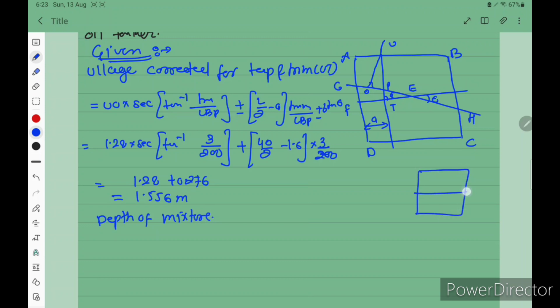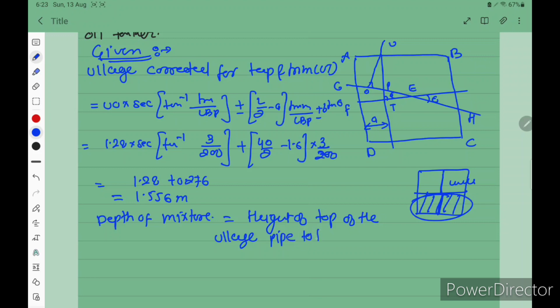So we found this ullage, but the oil and water mixture is here, so we have to find this value. The depth of mixture is equal to the height of the top of the ullage pipe to the tank bottom minus the corrected ullage. Therefore 21.1 minus 1.556 is equal to 19.544 meters.